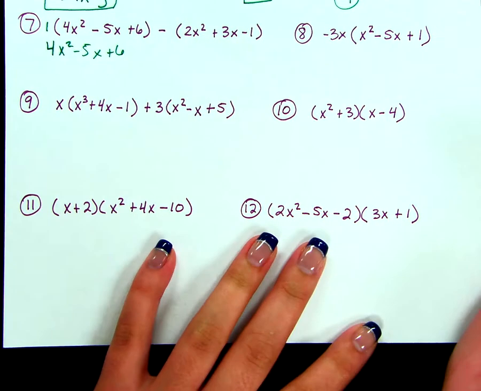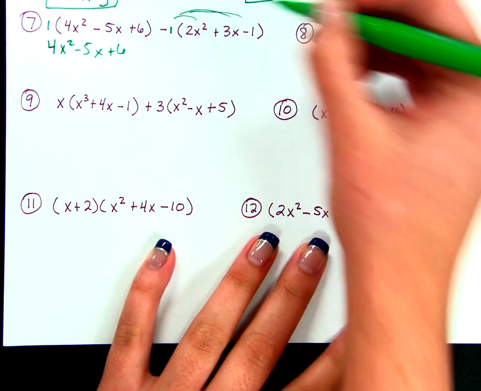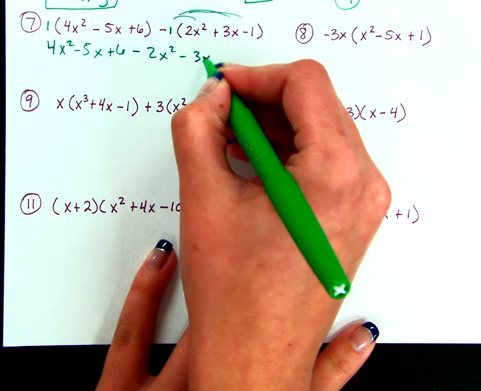Second group, we have this negative. So that means that we have to distribute in a negative 1 to every single term. So if we do that, it's going to become negative 2x squared minus 3x plus 1.